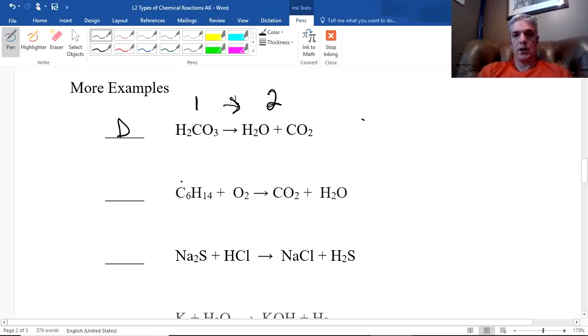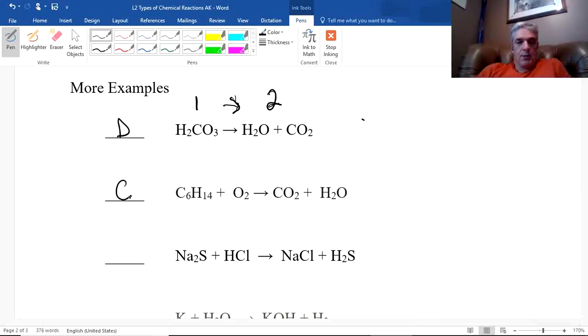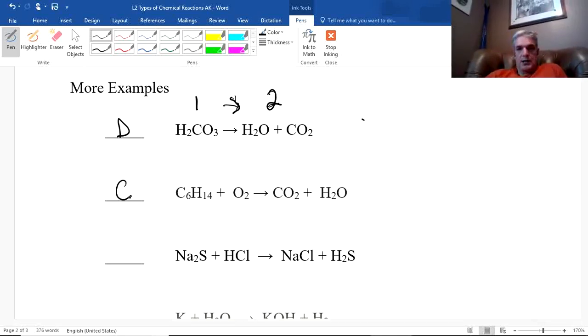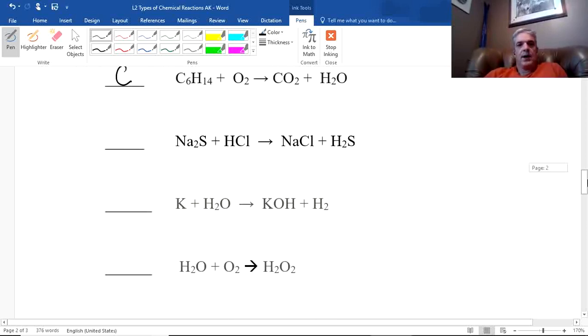So here I see I have a carbon substance and oxygen. And as soon as I see oxygen, I right away go, ooh, do I have combustion? And yes, I do, because I'm making carbon dioxide and I'm making water. So this would be a combustion reaction, and usually I just write the letter C for combustion, okay? Done, all done. Carbon, oxygen, carbon dioxide, and water. Okay, let's keep going down and look at a couple more.